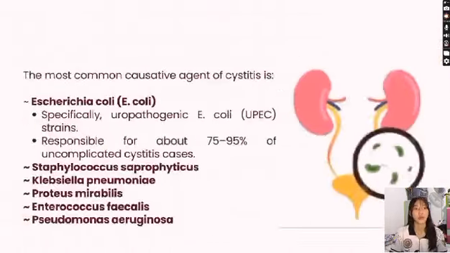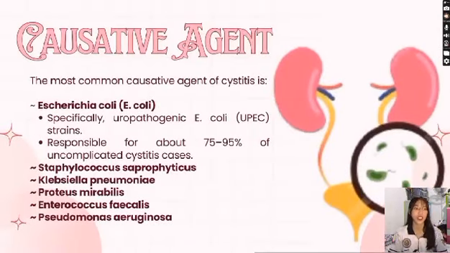For the causative agent, the most common causative agent of cystitis is Escherichia coli, or E. coli, specifically uropathogenic E. coli or the UPEC strains, responsible for about 75 to 95% of uncomplicated cystitis cases. We also have Staphylococcus saprophyticus, Klebsiella pneumoniae, Proteus mirabilis, Enterococcus faecalis, and Pseudomonas aeruginosa.